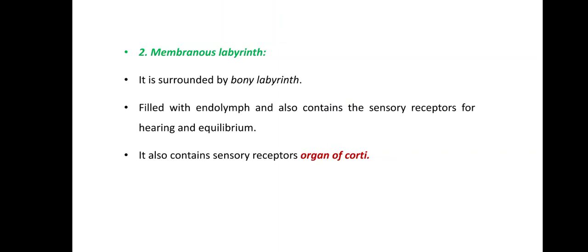The membranous labyrinth consists of three semicircular ducts. Look at this: the membranous structures present inside the three semicircular canals of the bony labyrinth are called the three semicircular ducts, as well as the utricle, saccule, and cochlear duct, and they are filled with endolymph enclosed by the bony labyrinth. It also contains sensory receptor organs called the organ of Corti. It is a very important hearing organ.